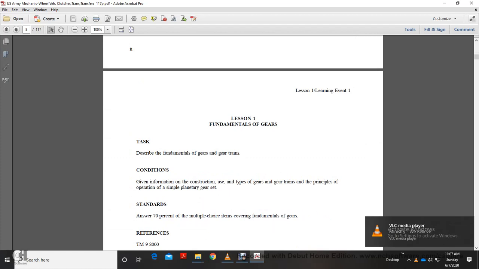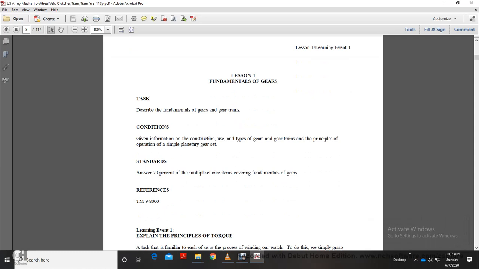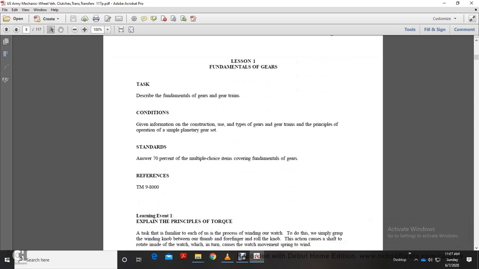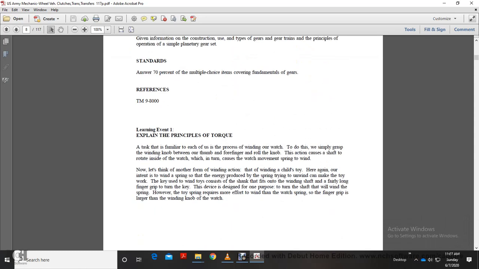Alright, lesson 1, fundamentals of gears. Describe the fundamentals of gears and gear trains. Give information on the construction, use, and types of gears, gear trains, principles, and operation of a simple planetary gear set. Alright, learning event 1, explain the principle of torque.